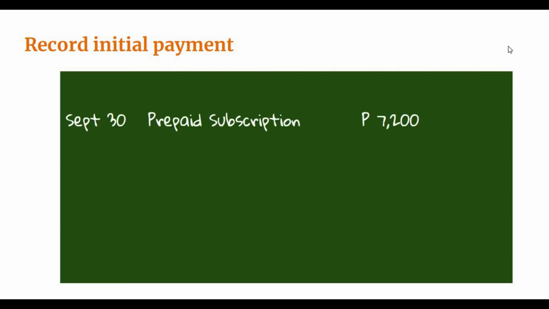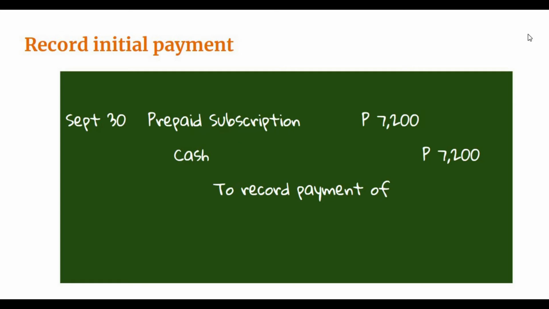So, there are 2 ways of recording your initial payment. One is the asset method and the other is the expense method. In this example, let me give you the asset method first. So, September 30, you debit prepaid subscription 7,200 and credit cash 7,200, this is again to record payment of subscription.